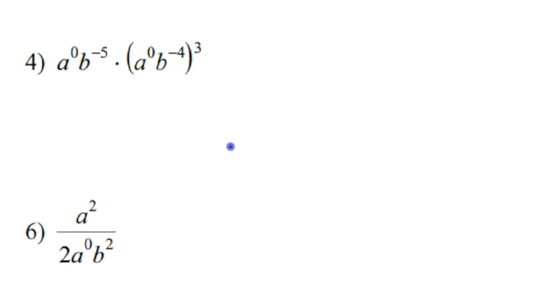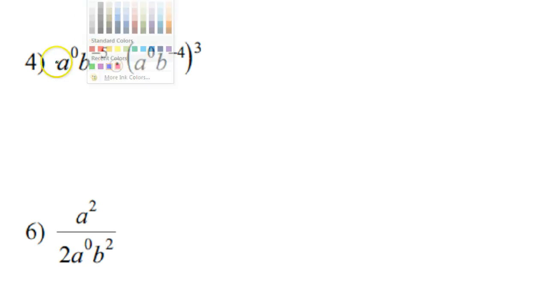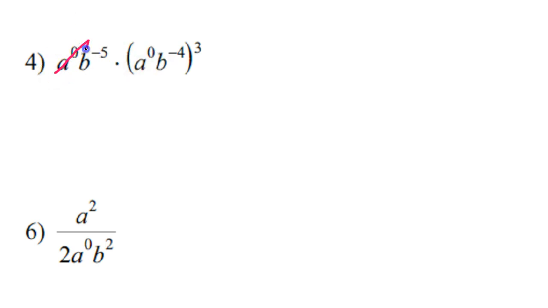Alright, number 4. Well, we've got the parentheses over here with the power. However, let's take care of these. Anything to the 0 power is 1. So there won't be any a's in our answer. So looking at the b's now, I have b to the negative 5 power. I'm just hanging on to that.